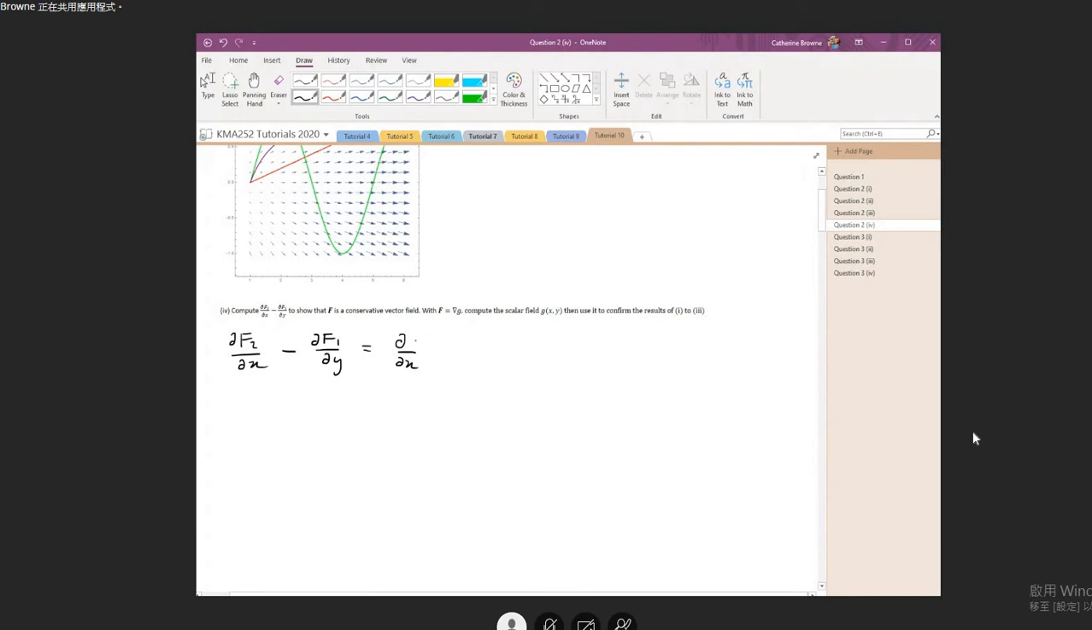So in my case, f2 was y, minus d dy, and in my case, f1 was x. So dy dx, y is a constant as far as x is concerned, so we get 0, and the same goes for x if we're differentiating with respect to y. So 0 minus 0 is 0, which means that f is a conservative vector field. Because if this is equal to 0, it's a conservative vector field.